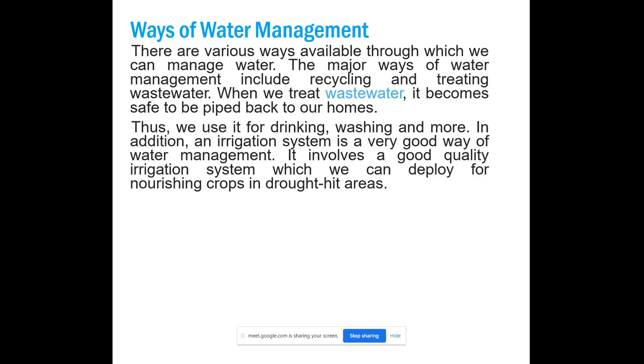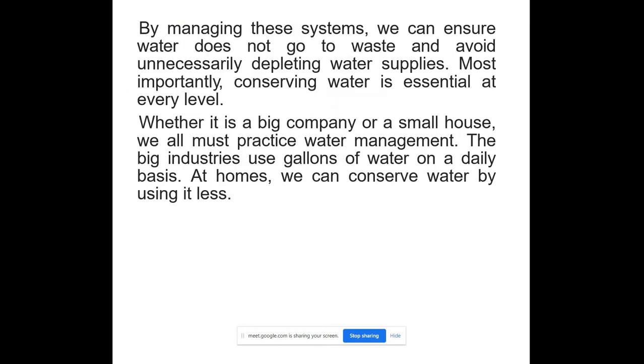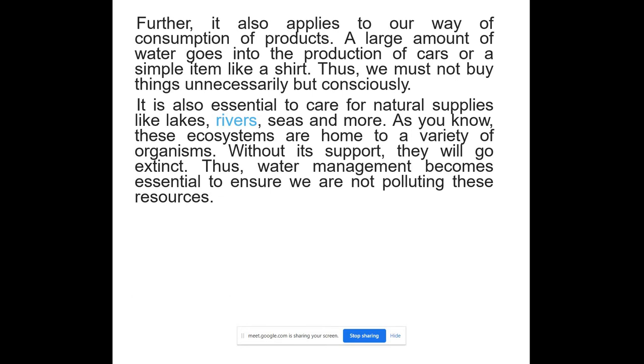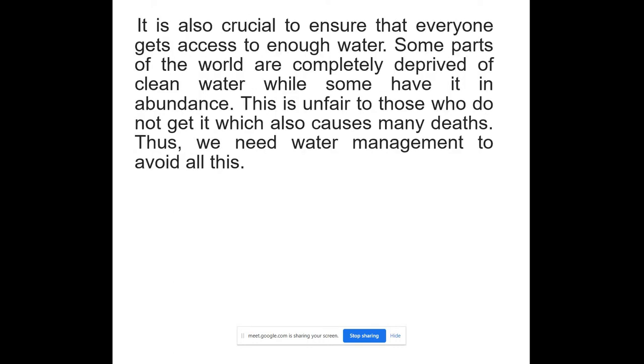Further, it also applies to our ways of consumption of products. A large amount of water goes into the production of a car or even a simple item like a shirt. Thus, we must not buy these things unnecessarily but consciously. It is also essential to care for nature's supplies like lakes, rivers, seas, and more. As you know, these ecosystems are home to a variety of organisms. Without its support, they will go extinct.